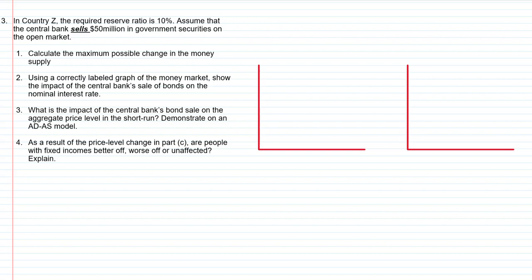We're going to go from banking into the money market into an ADAS and then take that all the way through to some changes to lenders and borrowers. So part 1 here, we have a reserve requirement of 10%. We have a bond sale of $50 million by the central bank or the Federal Reserve. And we have a first question asking us what these policies are going to do to the money supply.